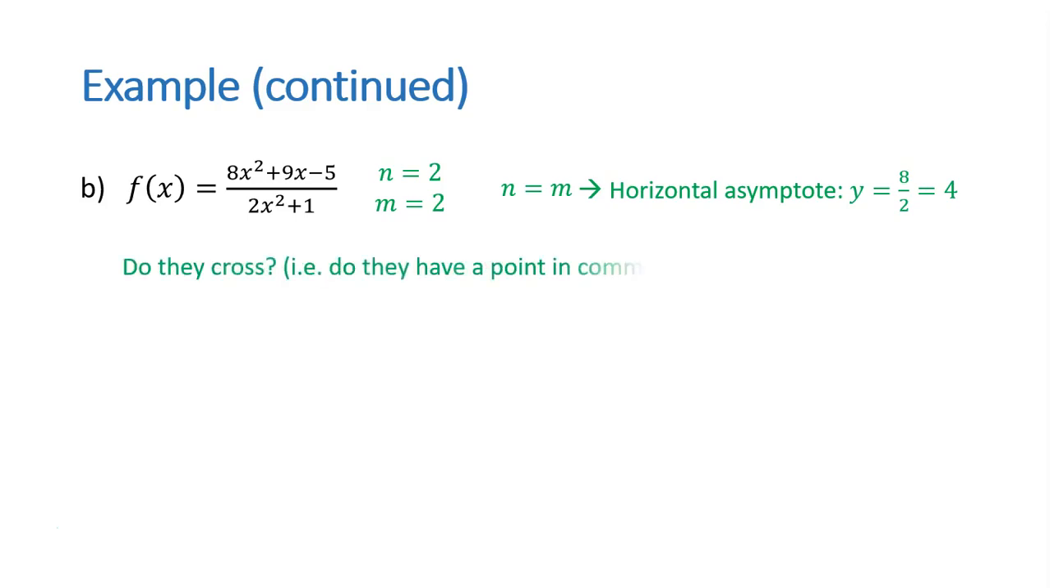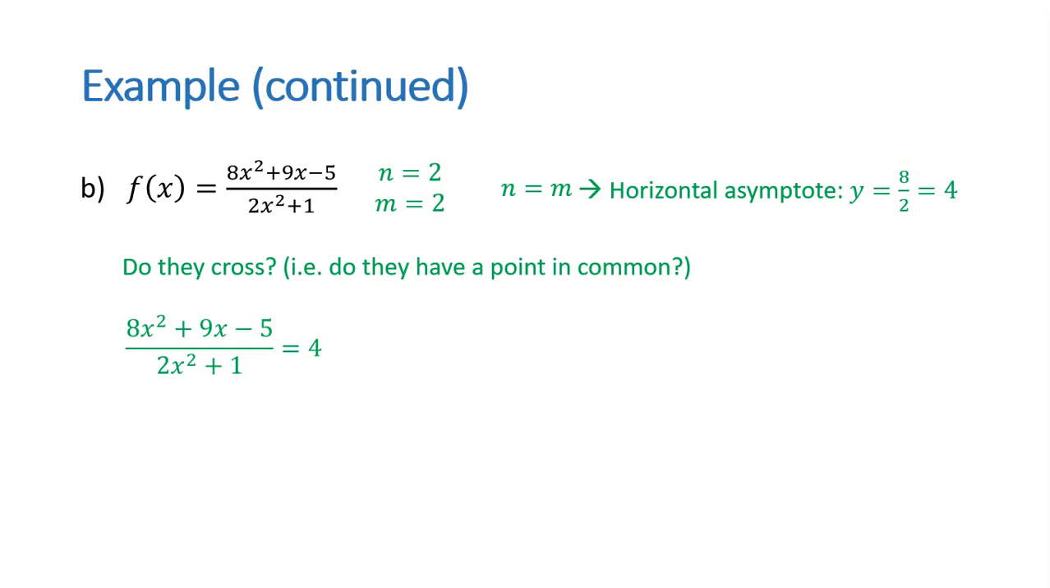So now we need to decide, do they cross? Does our graph cross our horizontal asymptote? Do they have a point in common? Just like before, I'm assuming the y values are equal, and I'm showing based on this assumption, either there is no x they have in common or there is one specific x they have in common. So I set my function rule equal to the y value for my asymptote. In this case, because I don't have a 0 on the right-hand side, I just have to follow the procedure for solving a rational equation.